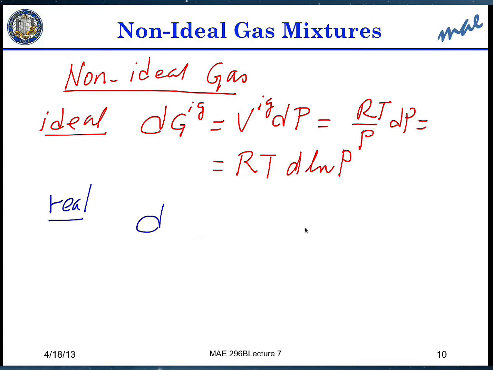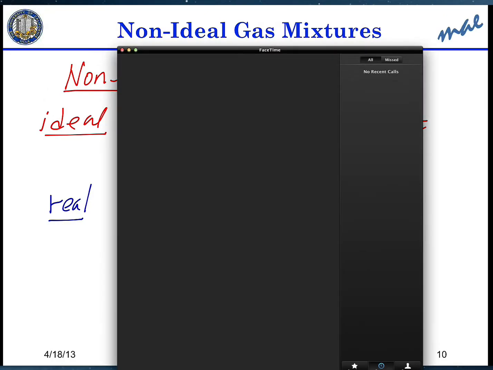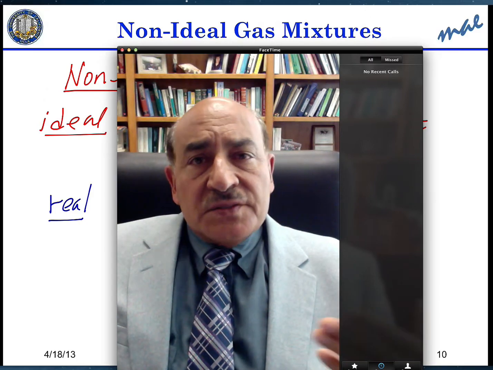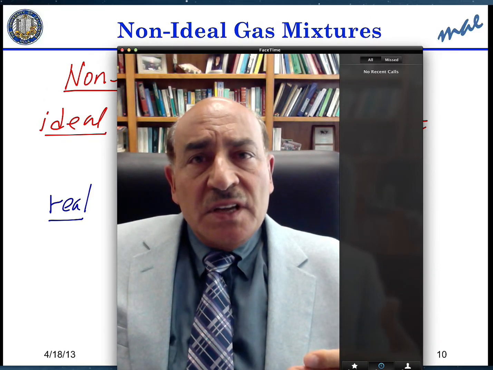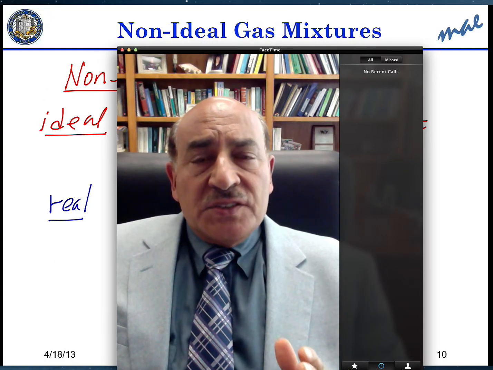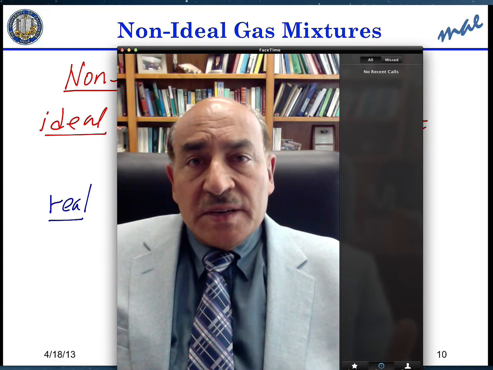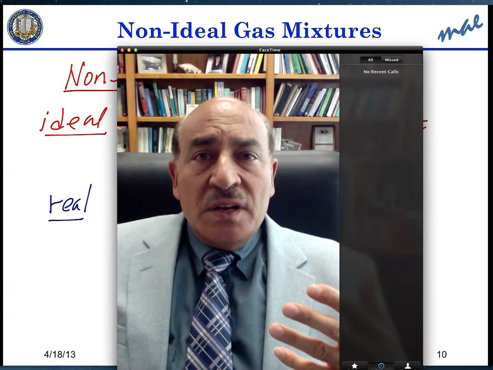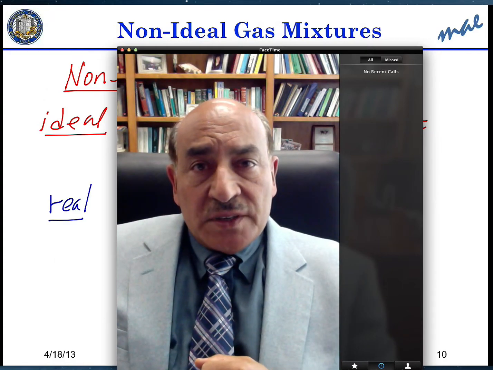So for a real gas, I have dG is equal to VdP, and therefore I need a relationship between V and P. And this relationship, a lot of times I can find this relationship if I know the equation of state of the gas. So I have to look for an equation of state that describes the relationship between the pressure and the volume at constant temperature. We know that this relationship is PV equals nRT for ideal gas. So what is the equivalent for a real gas?